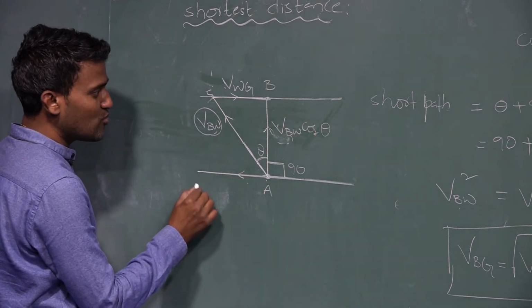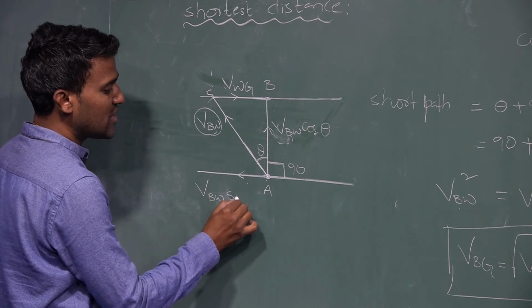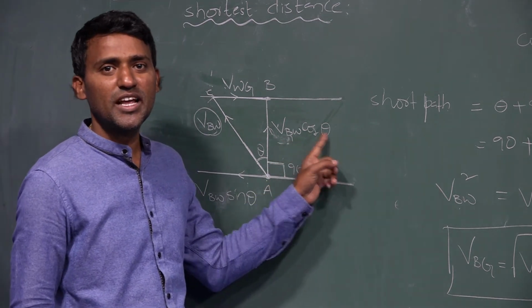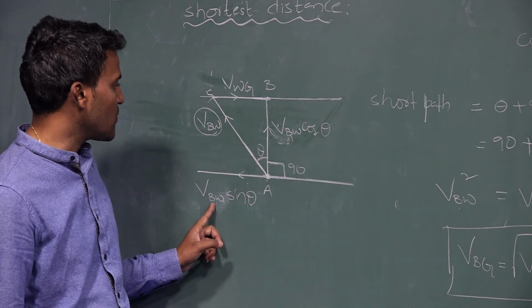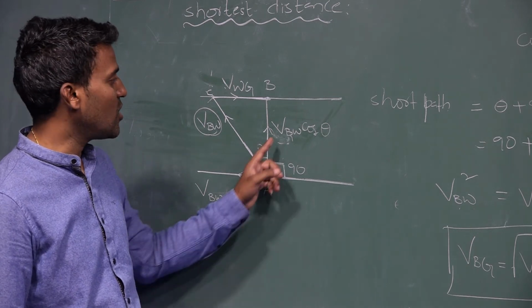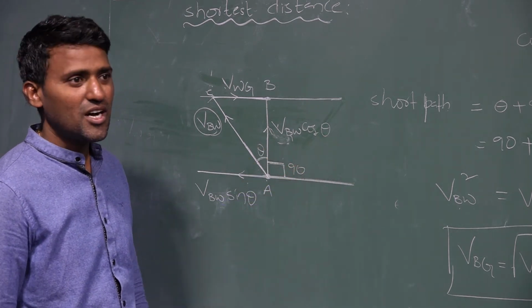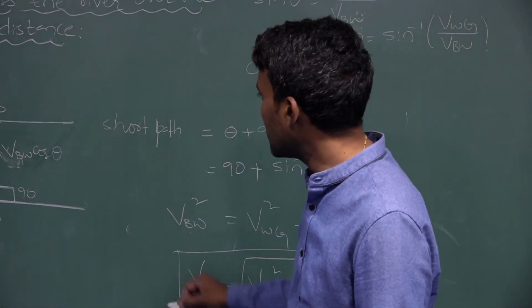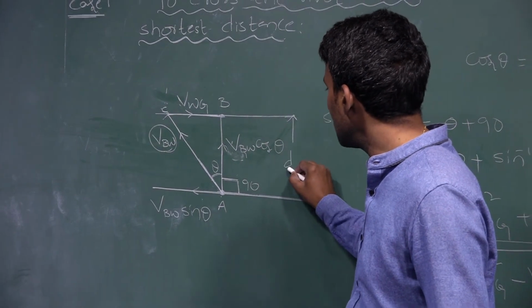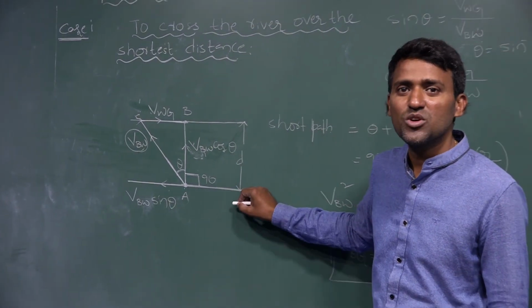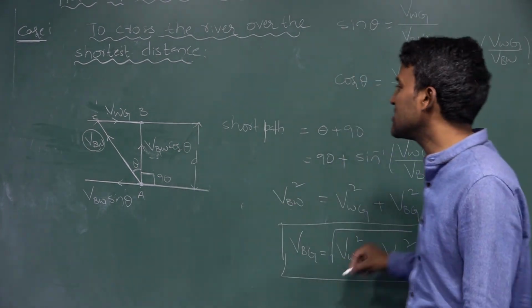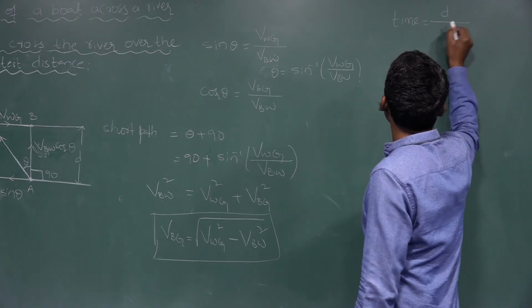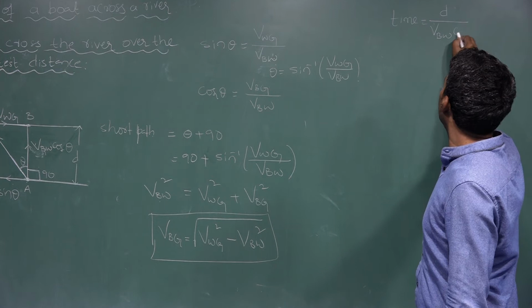Its vertical component is VBW sin theta. The horizontal component is the velocity of the boat with respect to water, VBW cos theta. Isn't it? Horizontal component and vertical component. And the time taken to cross the width of the river, which is d, is time equals d divided by VBW cos theta.